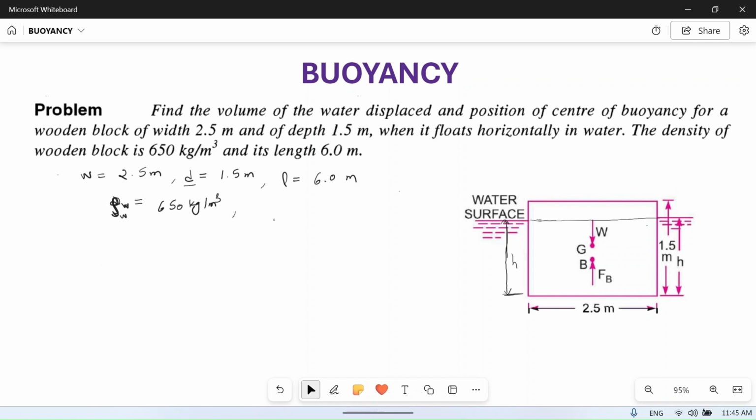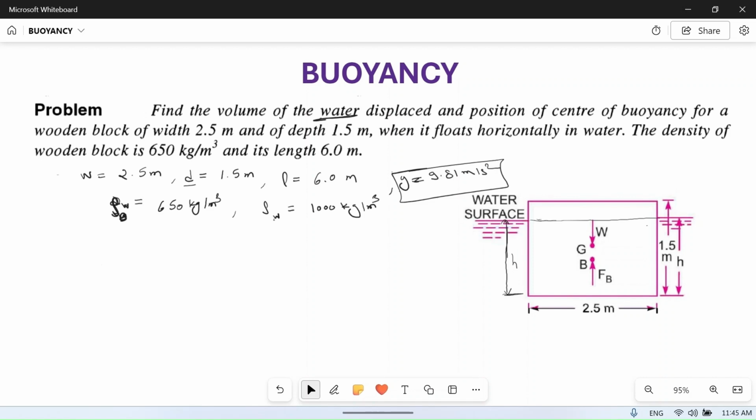Now one more thing, this block is floating in the water. Here you can see it is water, so we also know the density of water. This is rho b, this is rho water. The density of water is 1000 kg per meter cube, and you also know that g, the acceleration due to gravity, is equal to 9.81 meter per second square. This is the value of g, you can always assume it.